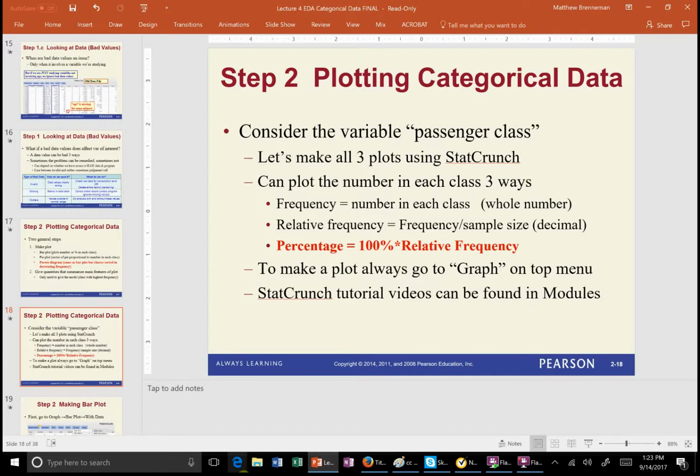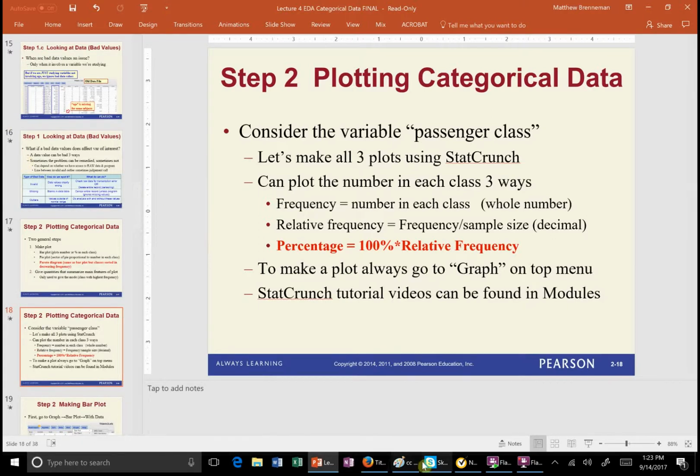The weatherman never says there's a 0.9% chance it's going to rain, even though that's valid. I've never heard anyone speak that way ever. He says 90%. So we tend to think in terms of percentages. So I'm going to make all of our plots in terms of percentages. Okay. So cool thing about StatCrunch, it's real easy to do.